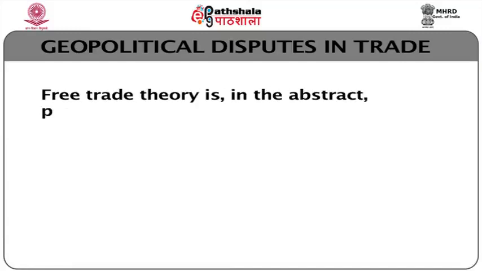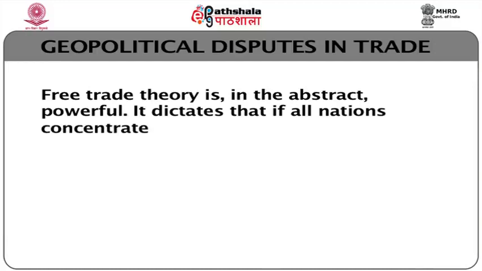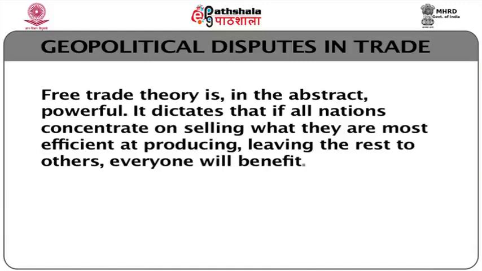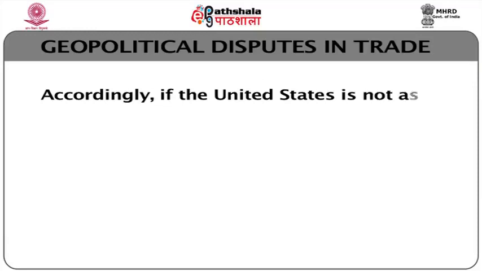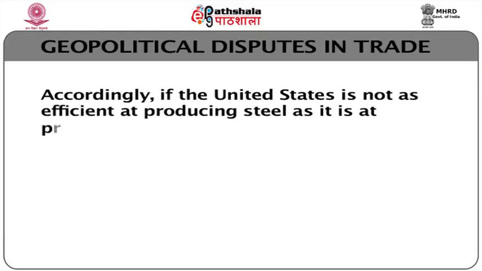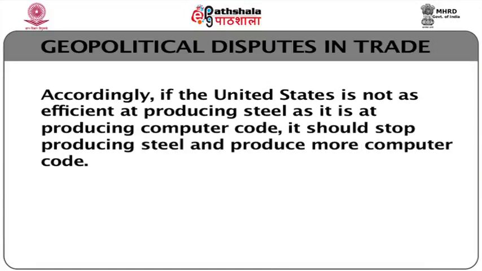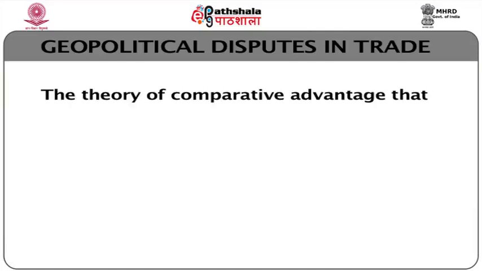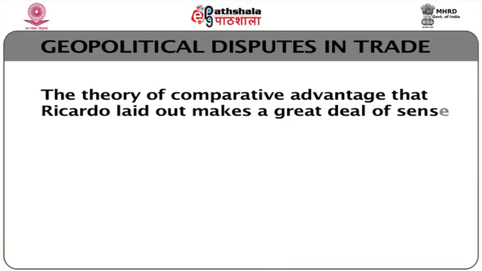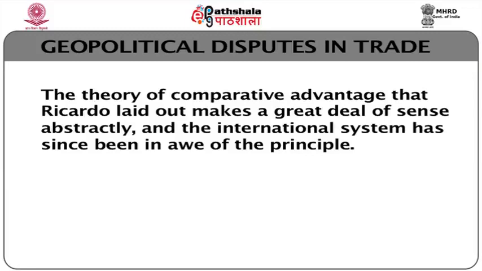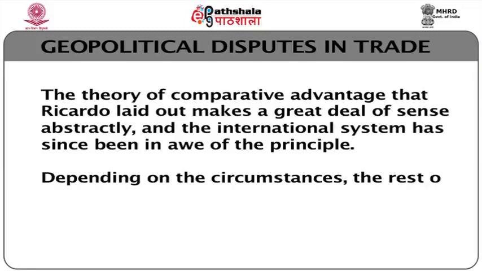Free trade theory in the abstract is very powerful. It dictates that if all nations concentrate on selling what they are most efficient at producing, leaving the rest to others, everyone will benefit. Accordingly, if the United States is not as efficient at producing steel as it is at producing computer codes, it can stop producing steel and produce more computer codes or software. The theory of comparative advantage that Ricardo laid out makes a great deal of sense abstractly, and the international system has since been in awe of this principle.